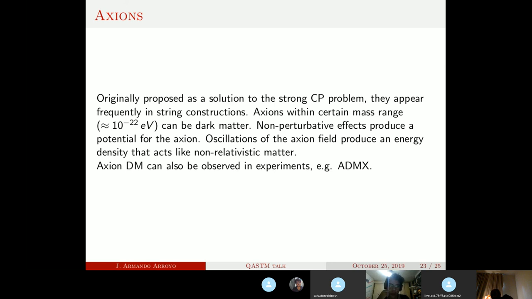There are some going on as we speak, in particular ADMX, which is one of the larger ones. These experiments are resonating chambers. Basically, these axions are going to produce photons, and these photons are what is observed, and that is how we can tell maybe there is an axion there. These are some of the possible alternatives. Of course, there are way more.